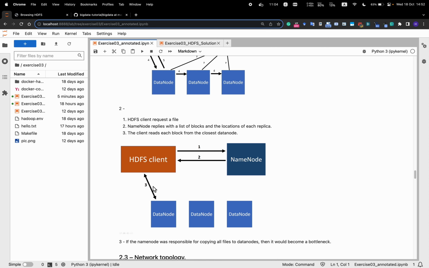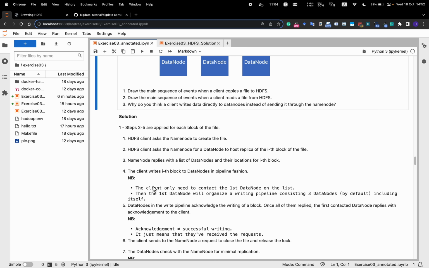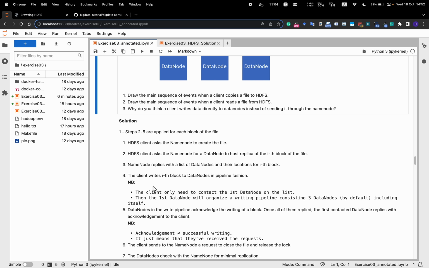The third question, I think, what was that? Why do you think a client writes data directly to the data node? Okay, yeah. You should never have a centralized bottleneck, a centralized component that handles all the requests, like heavy I/O requests, because that would become the bottleneck in your system. So yeah, that's the answer to the third question.